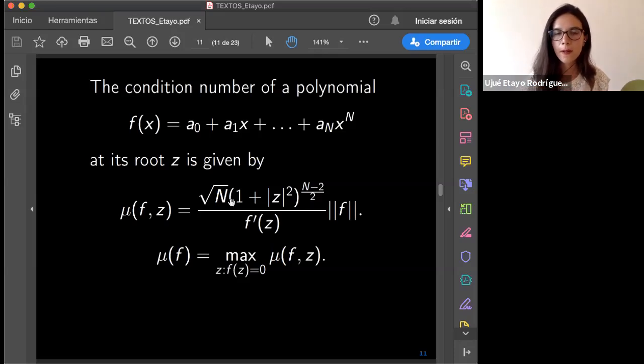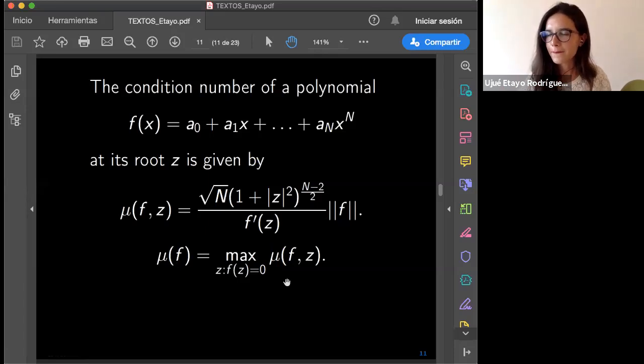Okay, and the point is that we can compute it explicitly with a formula, and the formula that is usually used is this one. Then we have other formulas with some normalization factors. And then whenever I have the condition number of a polynomial at one root, I can just compute it for every root, and I call the condition number of a polynomial the maximum of the condition numbers of the polynomial at every root.